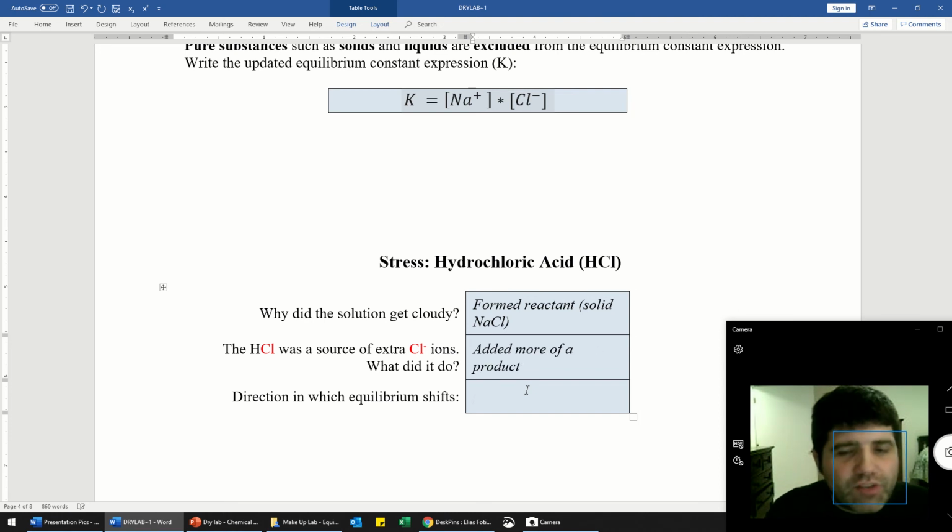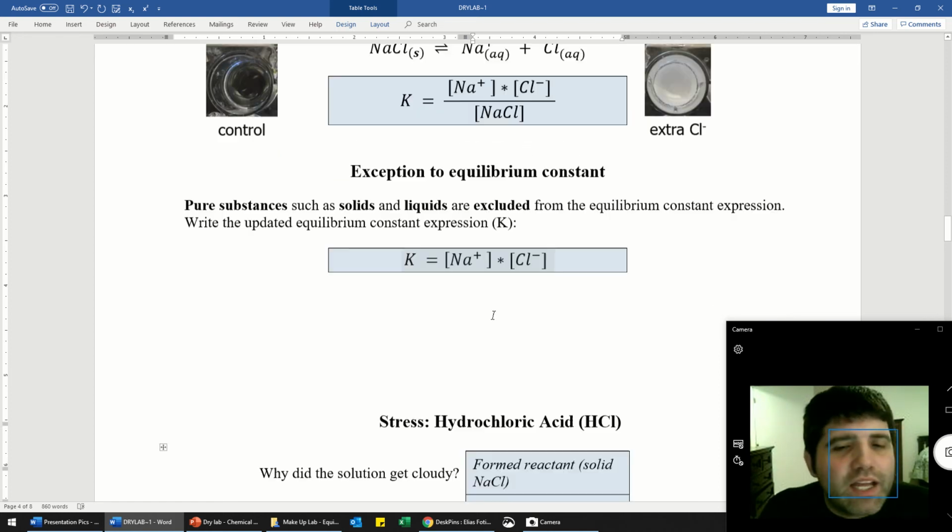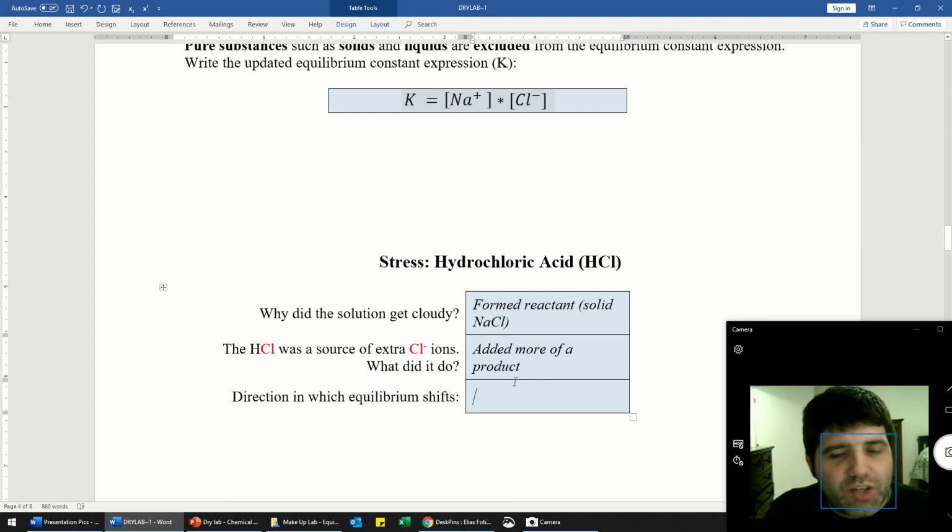And so the direction in which it shifts, again, back to rates, is that if you add more product, it's going to be more likely to hit this ion, and the reaction going backwards is going to be faster temporarily until the one going forwards catches back up again. So the direction in which it shifts is going to be backwards.